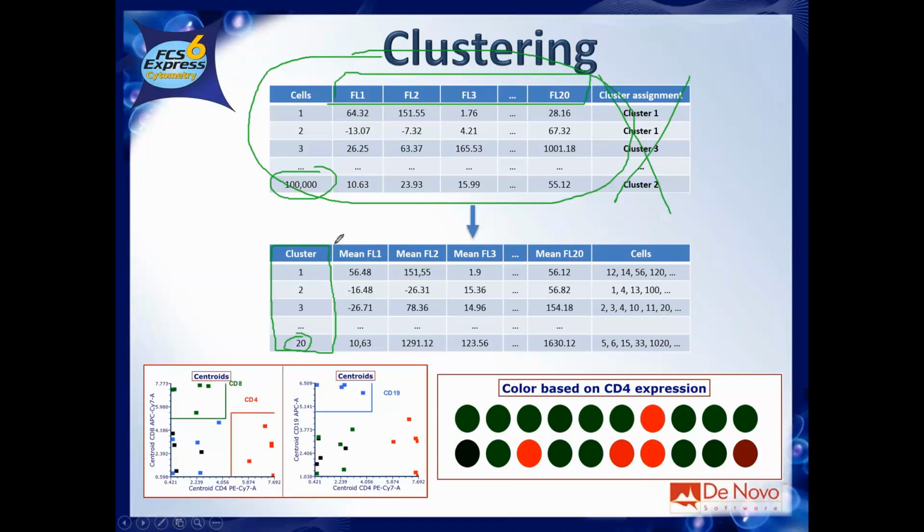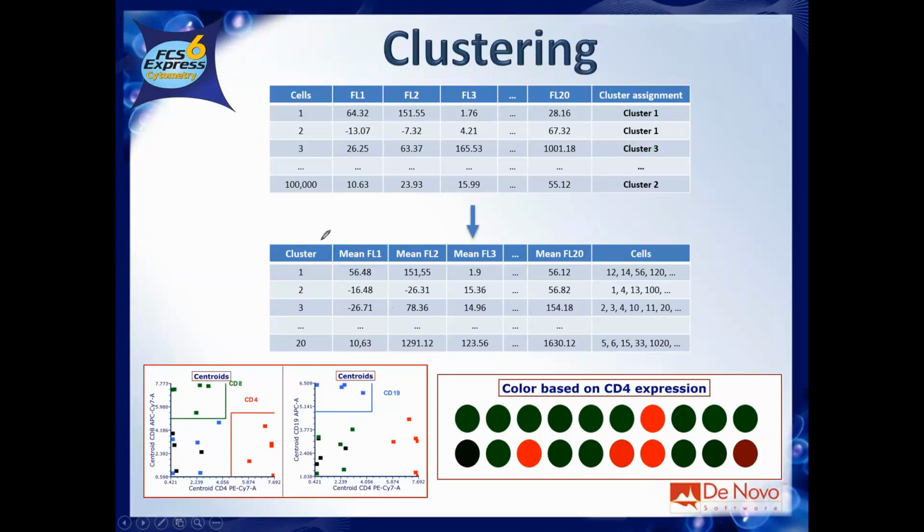For each row, I have different statistics. For example, a useful statistic is the mean of a given fluorescence, a mean calculated among all the cells in that cluster. And for each cluster, you see I have the list of cells that are belonging to that cluster. And how can I analyze these results? So, okay, I've reduced the number of observations, in this case to 20.